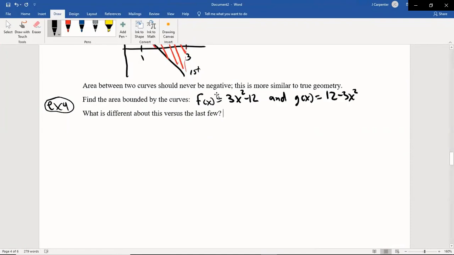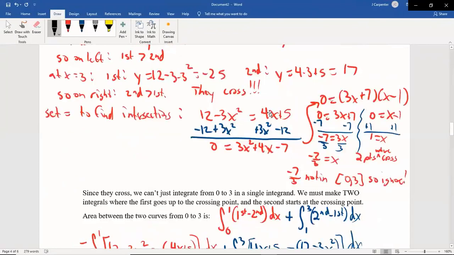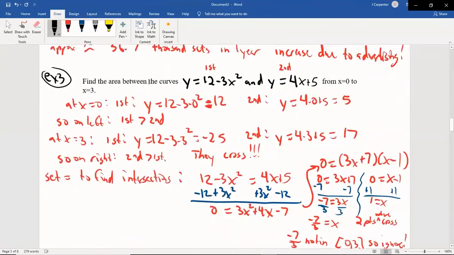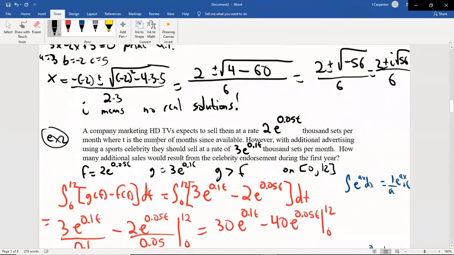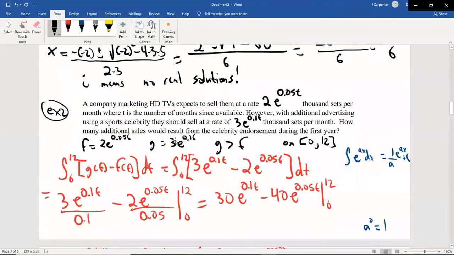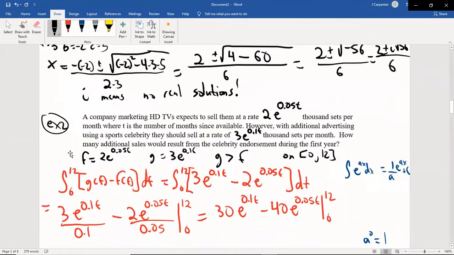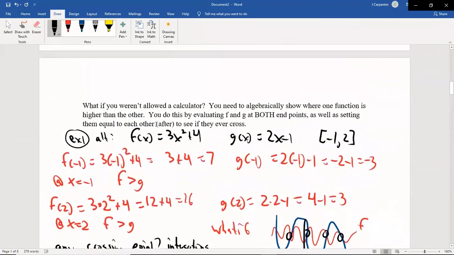Find the area bounded between the curves f of x equals 3x squared minus 12, and g of x equals 12 minus 3x squared. What's different about this? And no, it's not the fact that these are just opposites of each other. That is true, but that's not what I'm pointing out. In this last example, find the area between the two curves from x equals 0 to x equals 3. Look at the one before that. Find the area between the two curves from x equals 0 to x equals 12, because we were looking at 1 year, or 12 months. When we did this one, find the area between the two curves from -1 to 2.